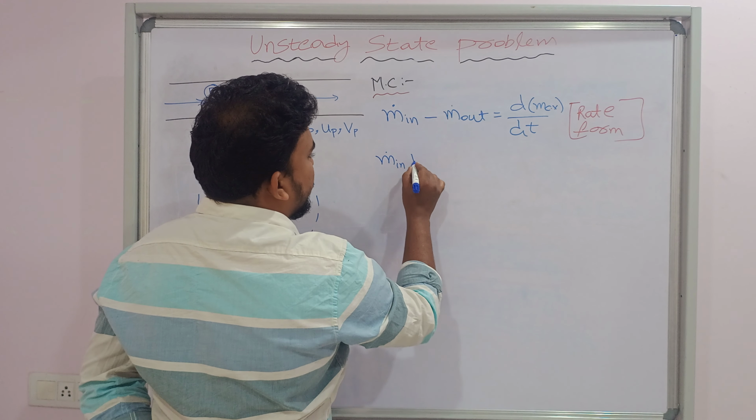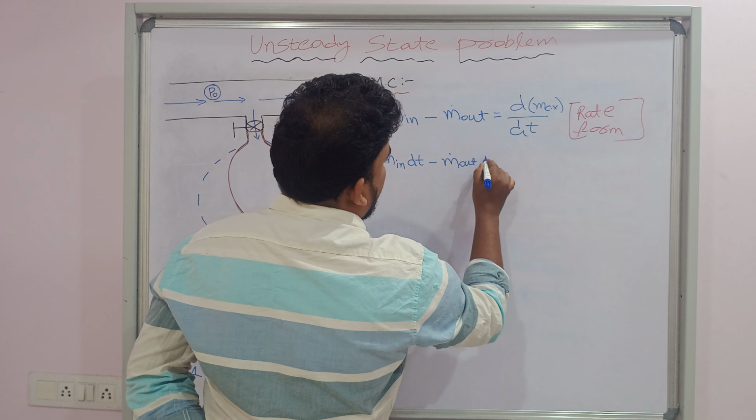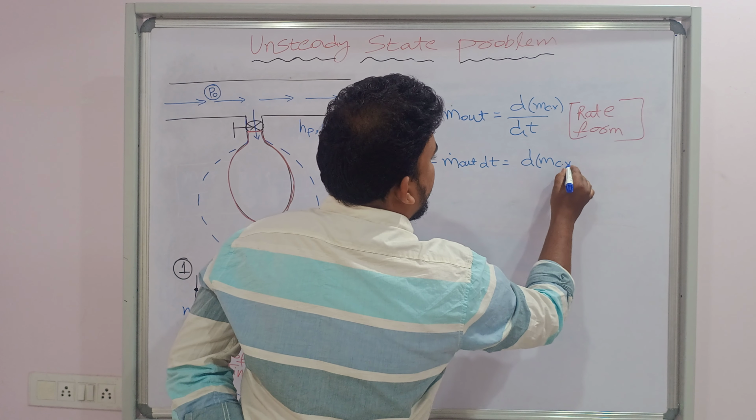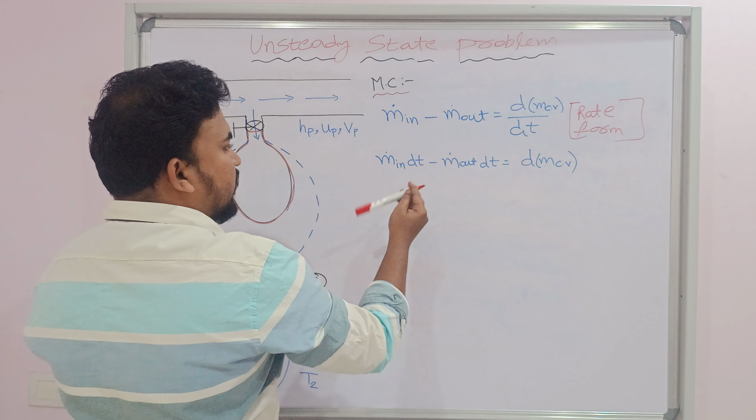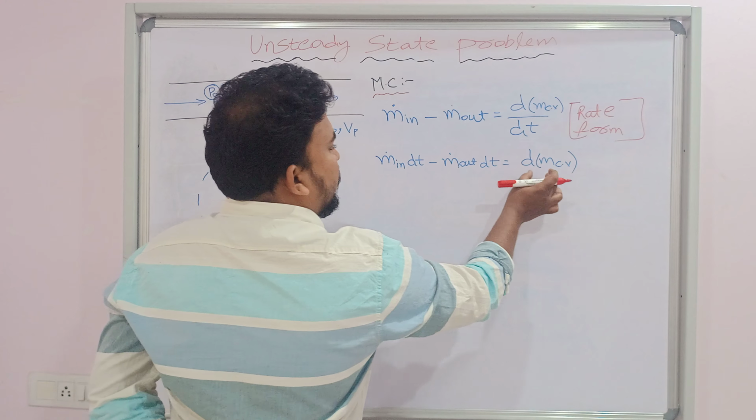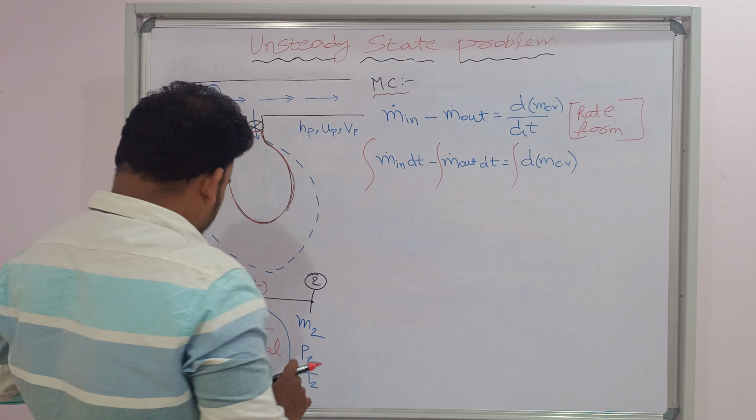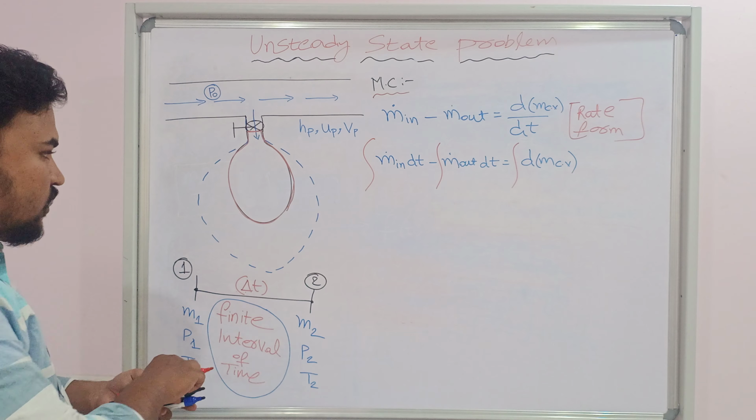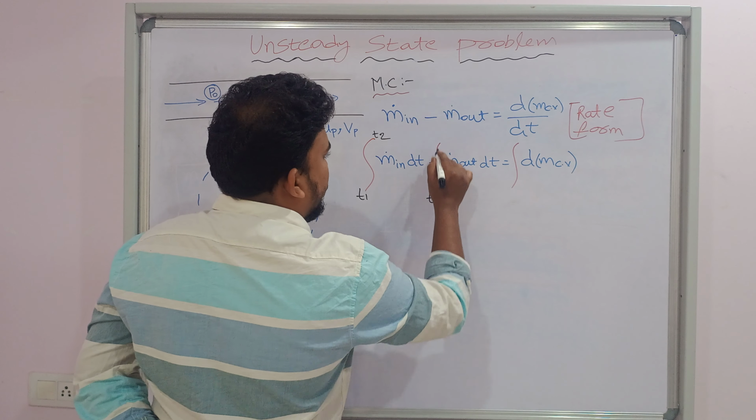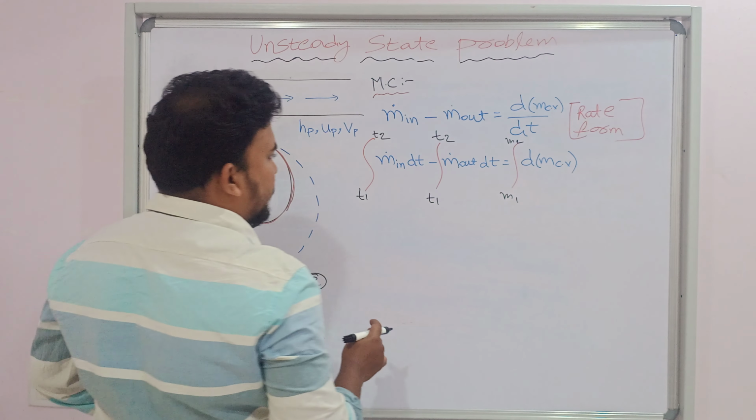what is going to happen? Just basic calculus, my dear. If I integrate on both sides, because in dt time interval, mass is going in, in dt time interval, mass is going out, and it is a change in the control volume. If I integrate, already I have the limits from state 1 to state 2. Correct? From T1 to T2 time. Some mass M1 to M2. Correct?